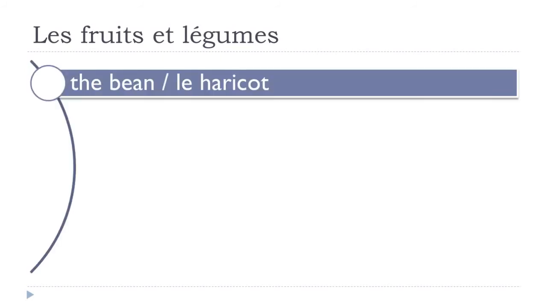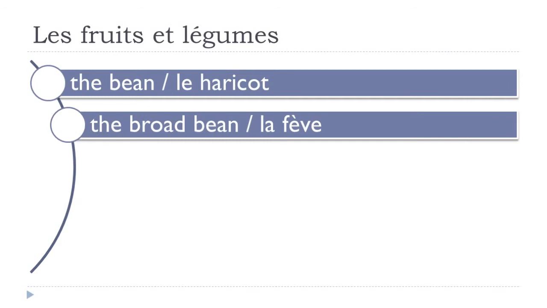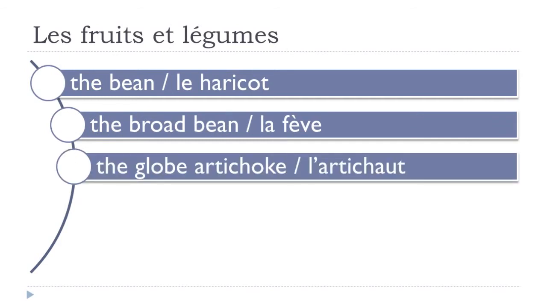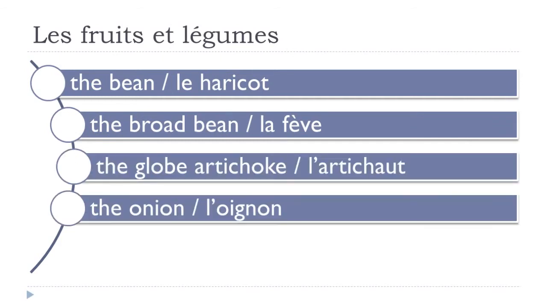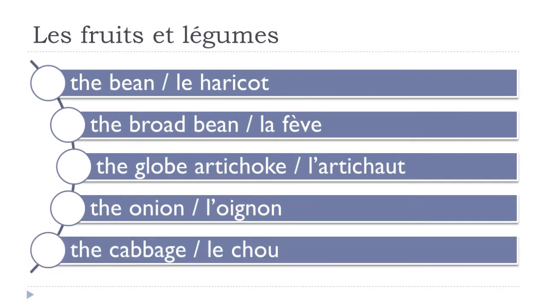Le haricot. La fève. L'artichaut. L'oignon. Le chou. So for your information, artichaut is masculine. L'oignon, same thing for oignon, it's masculine. Le chou.